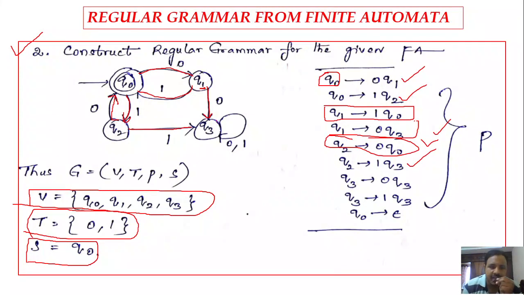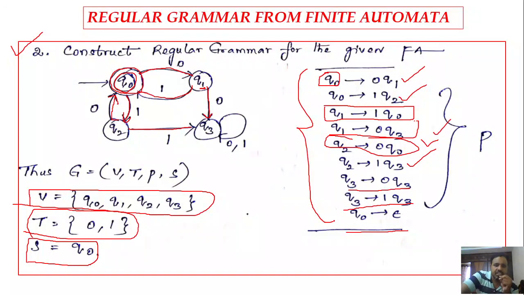Next, Q3 has a self transition on 0 and 1. So write down the two rules as Q3 denotes 0Q3 and Q3 denotes 1Q3. Okay. And what is the final state? Q0 is the final state. So add the epsilon production for that particular state in the grammar. So Q0 denotes epsilon. So these all will become your production rules. Okay, so this is how we can construct the regular grammar from the given finite automata, right?